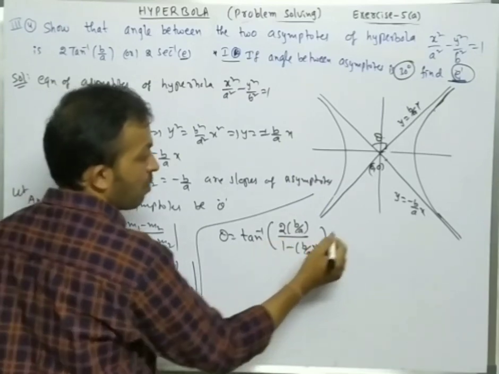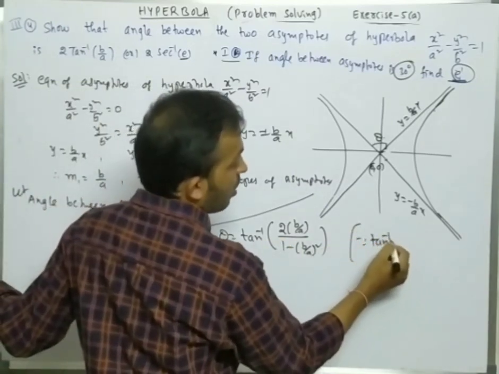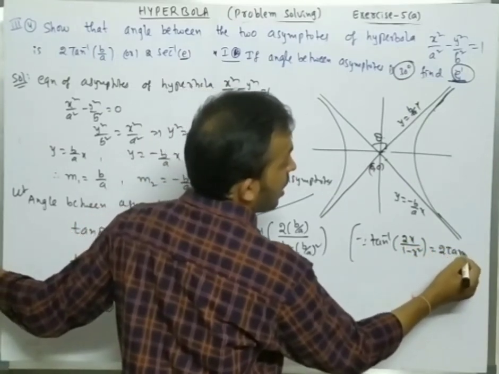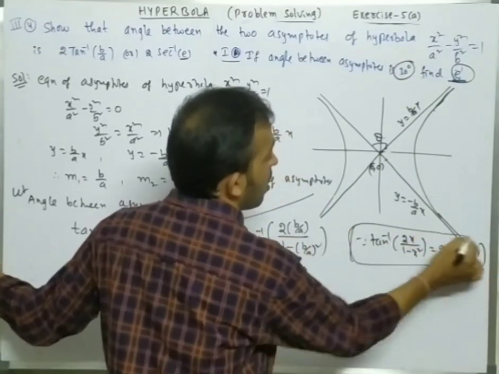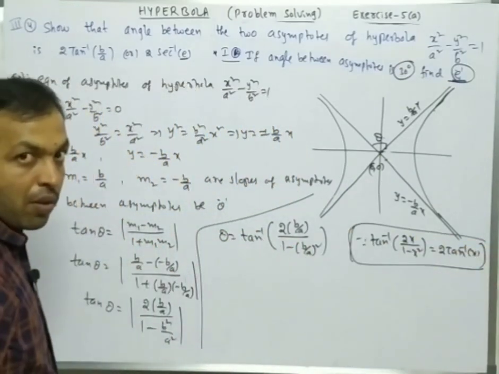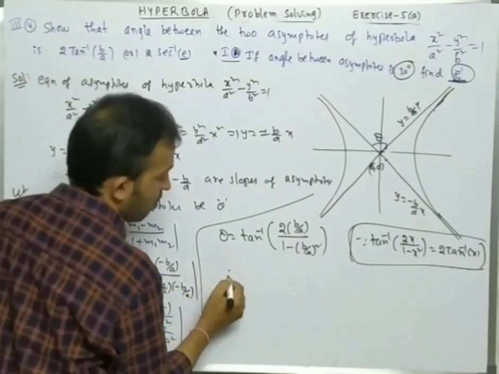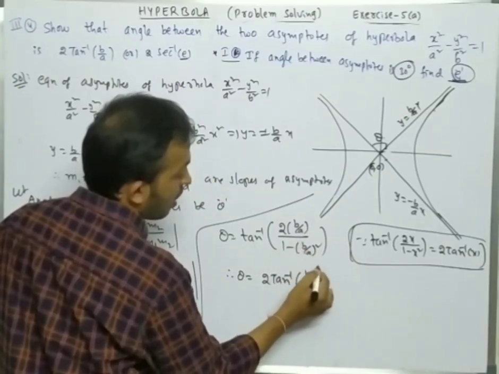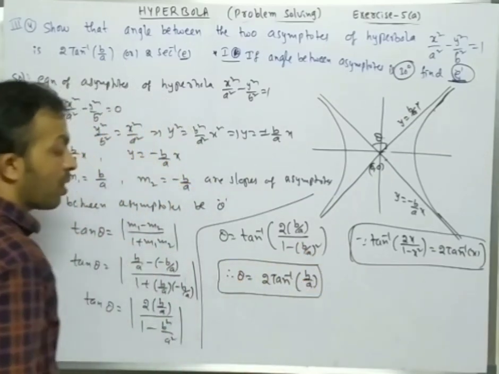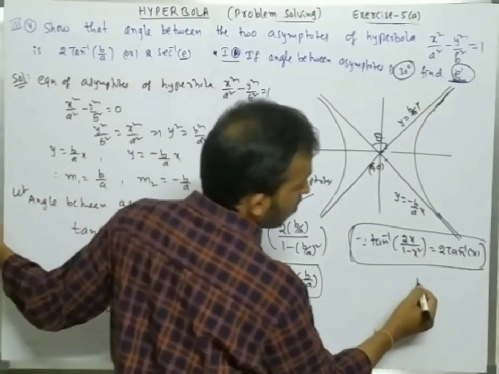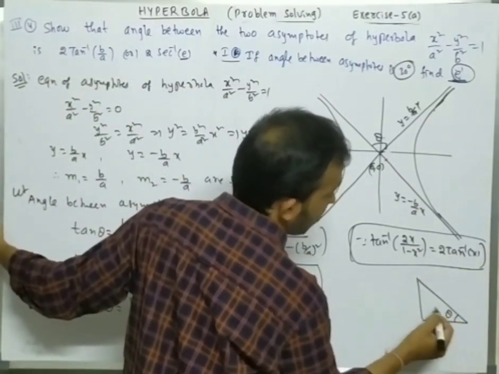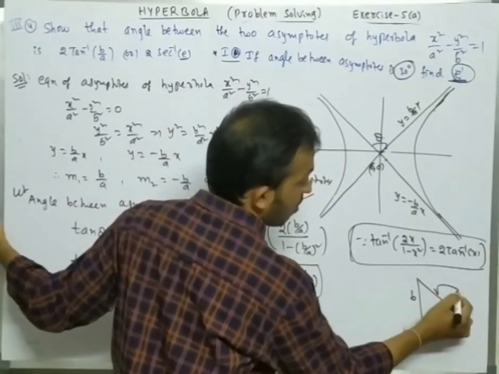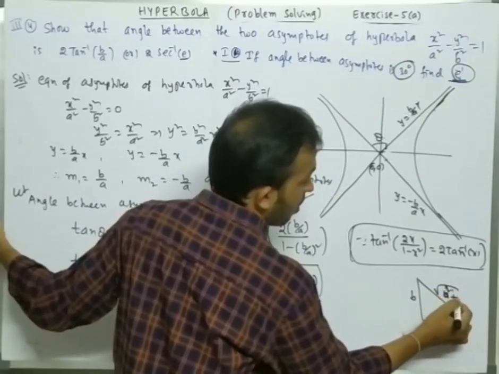So this is of the form tan inverse of 2x by 1 minus x square, and in inverse trigonometry we already learned this formula. Tan inverse 2x by 1 minus x square is equal to what? 2 tan inverse x. Therefore theta is equal to 2 tan inverse, what is x here? b by a. So this is the angle between the two asymptotes. Okay, and here one more thing, tan theta means what? Opposite side by adjacent side, then the hypotenuse becomes under root of a square plus b square, right?